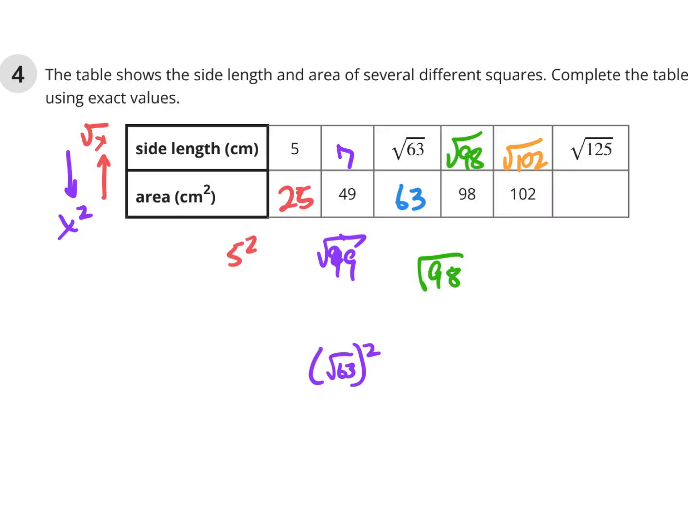When you square it, it cancels out the radical. You're left with the number under the radical.